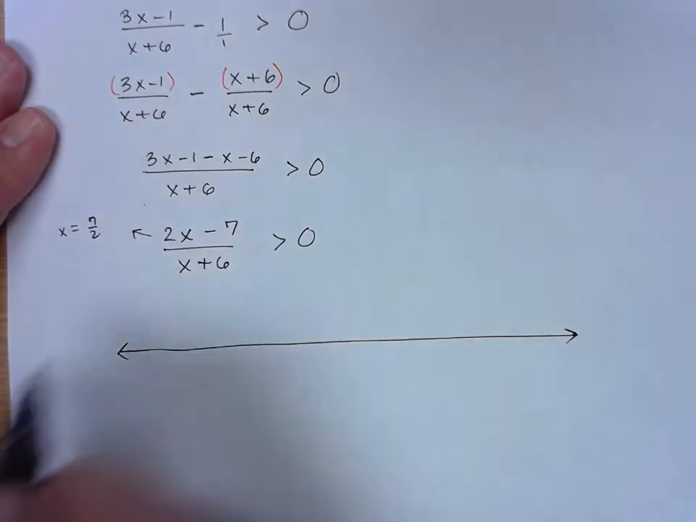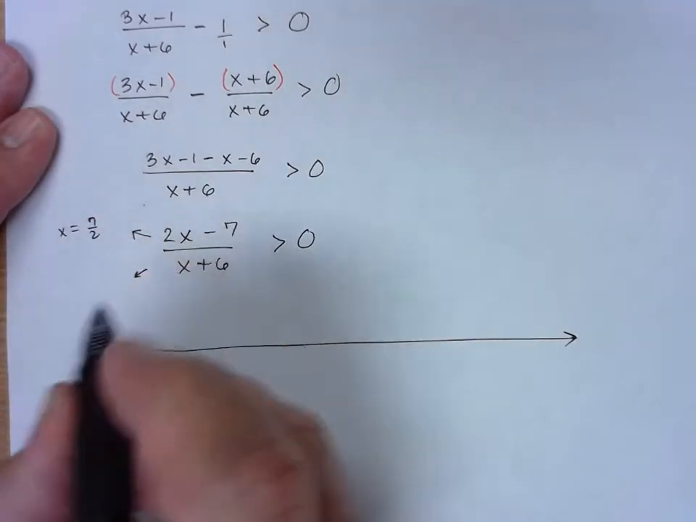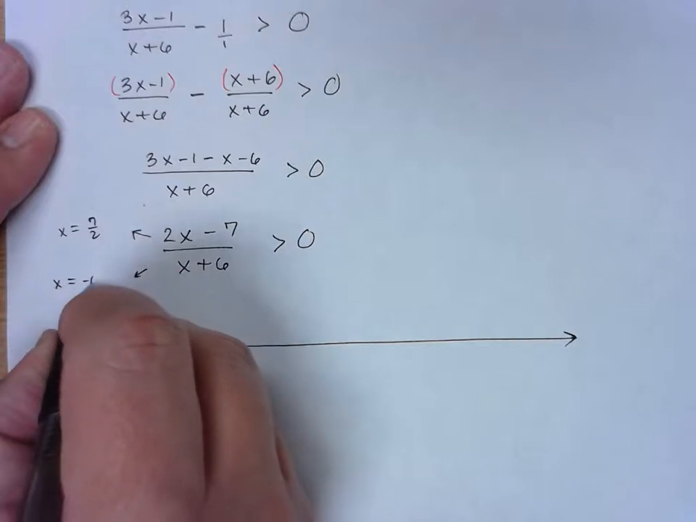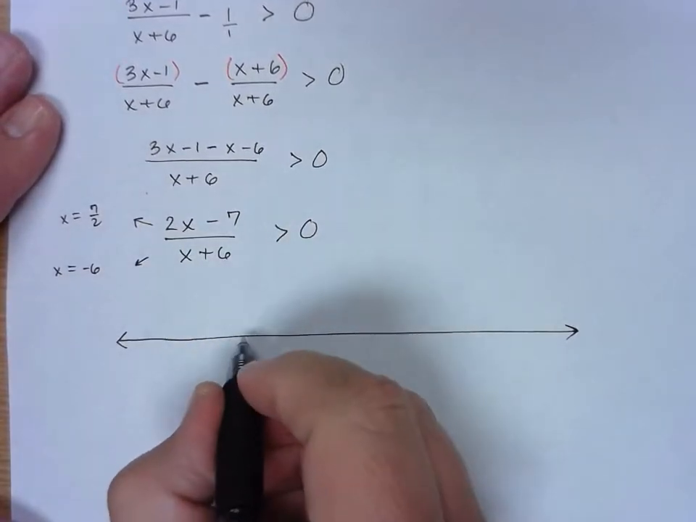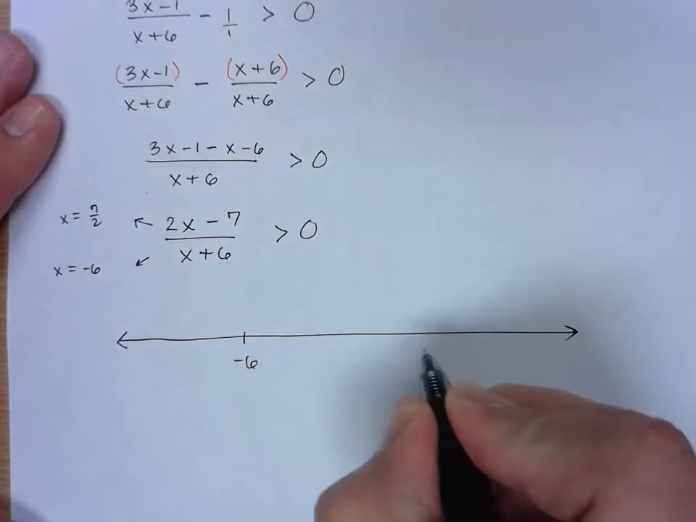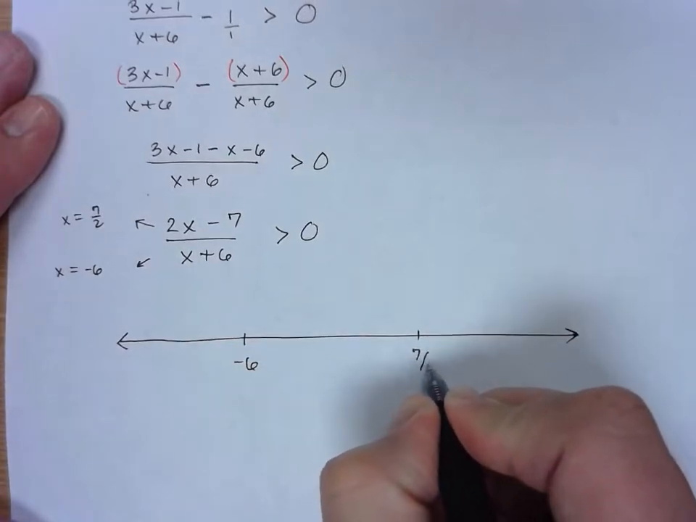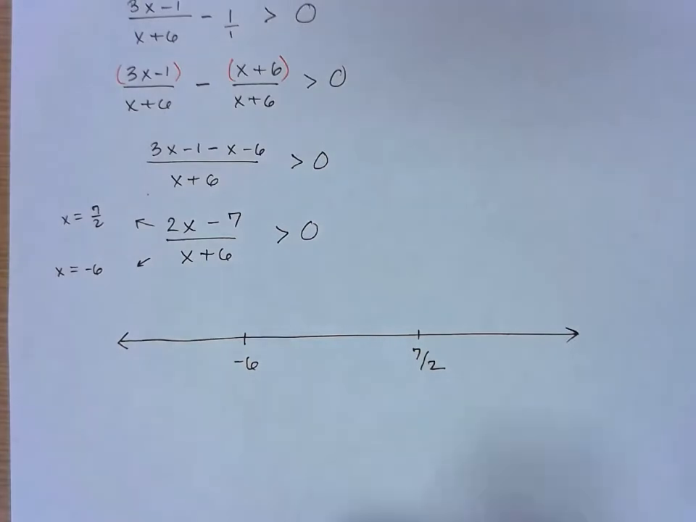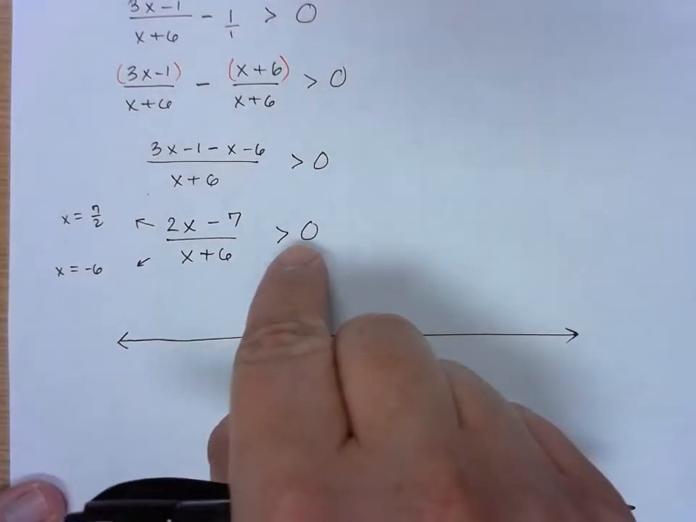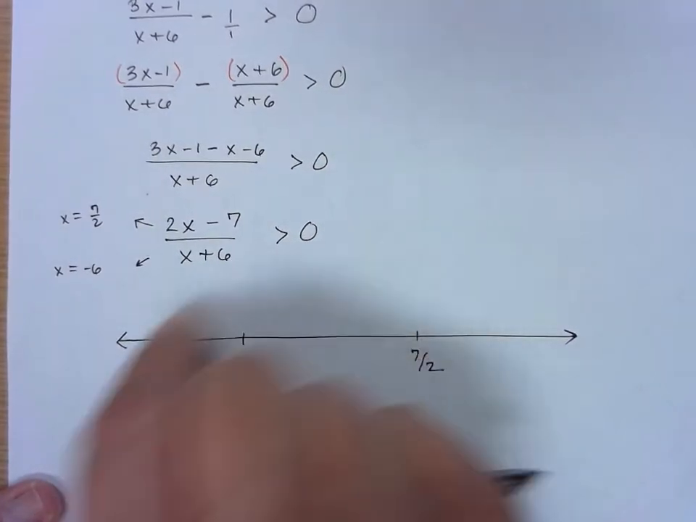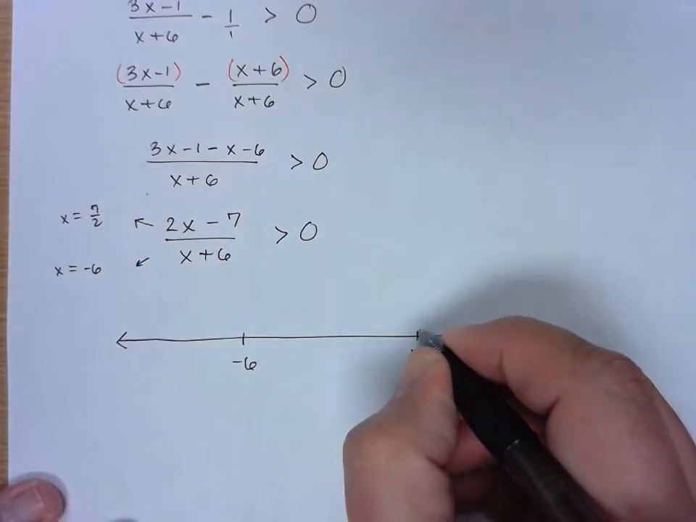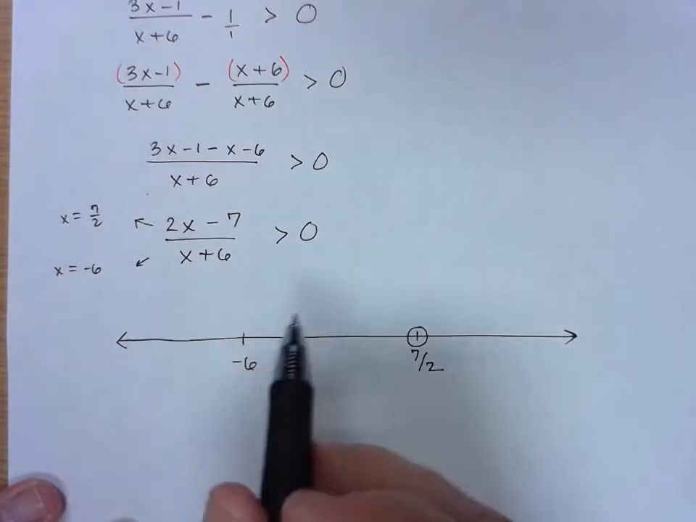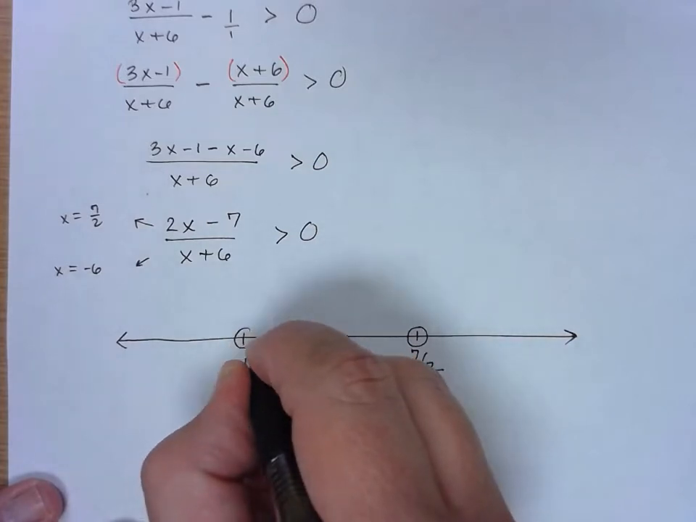So I'll label that on the number line. The denominator's 0 is x equals negative 6. So both of these zeros go in order on your number line. Negative 6 is first. 7 halves comes later. 3.5 is its value. And since I do not include the value that makes it 0, I will not include the value from the numerator. And of course, you'll never include the 0 that you get from your denominator.